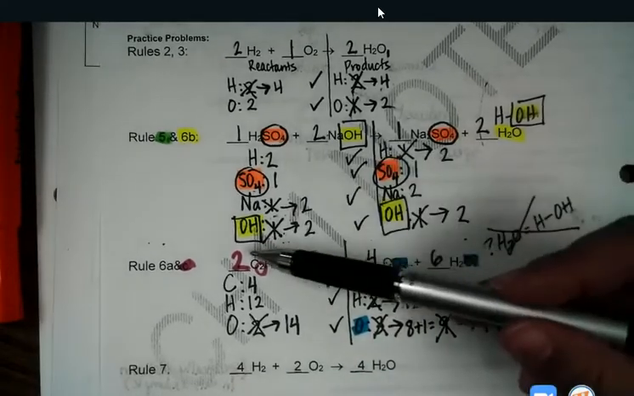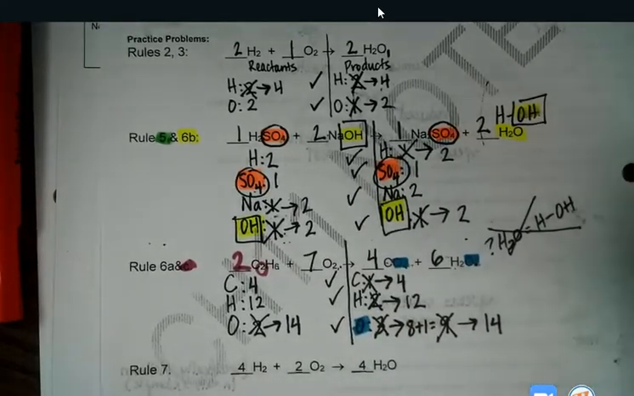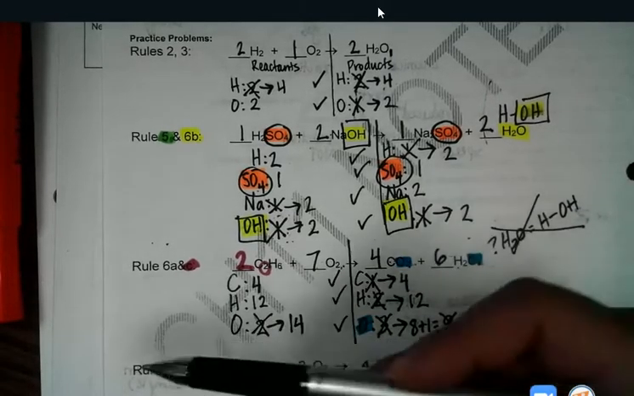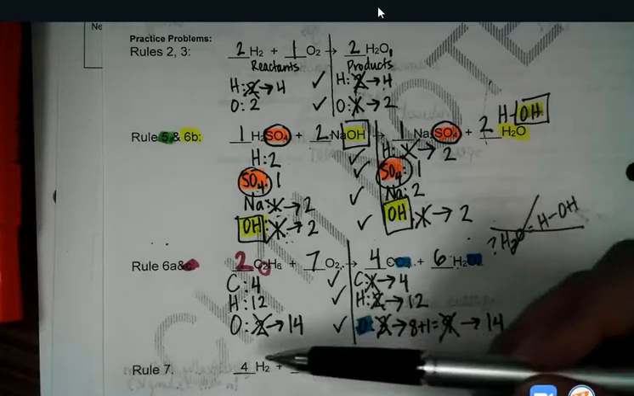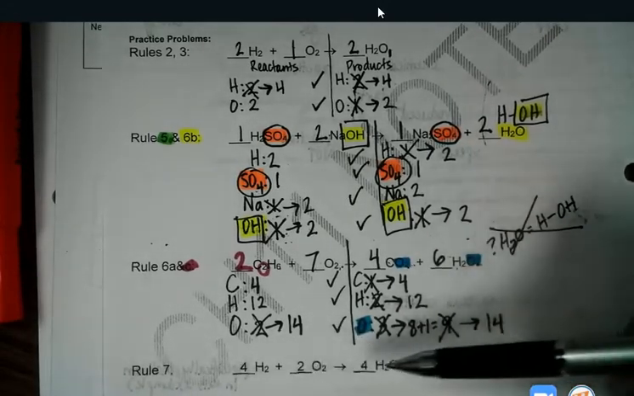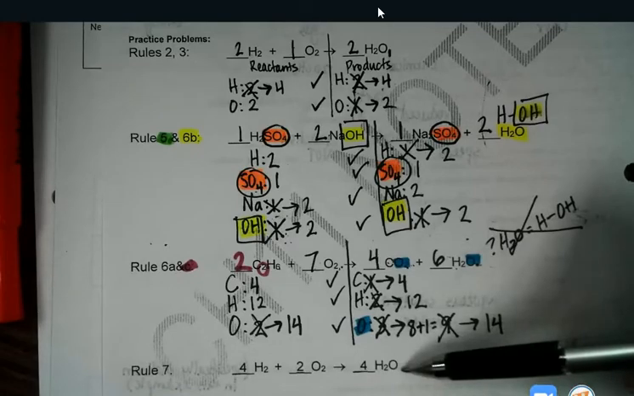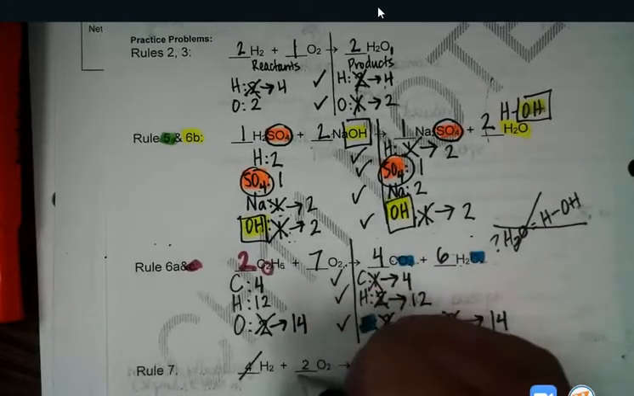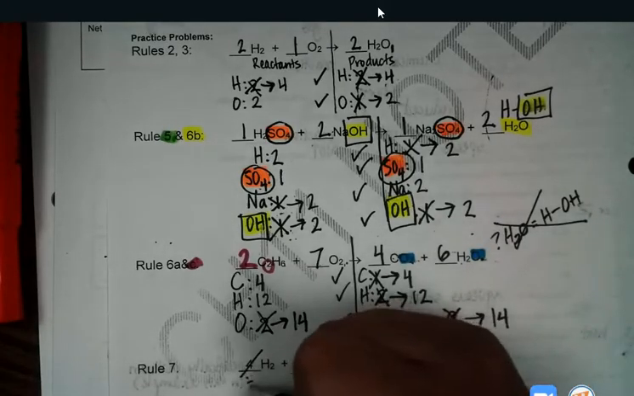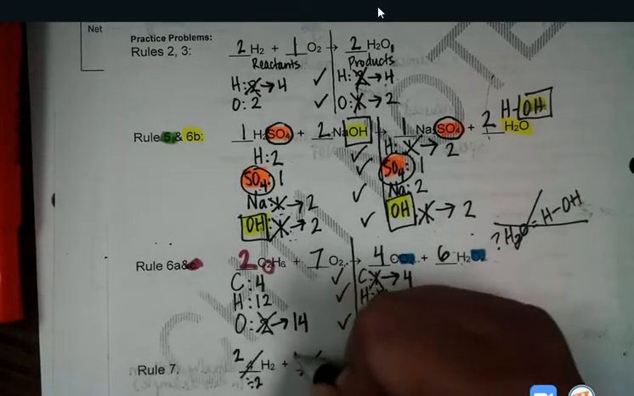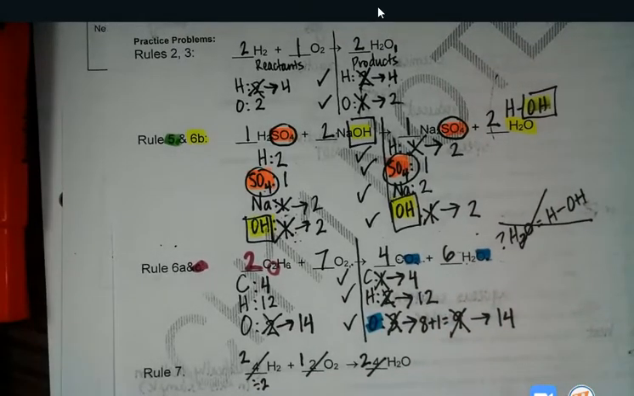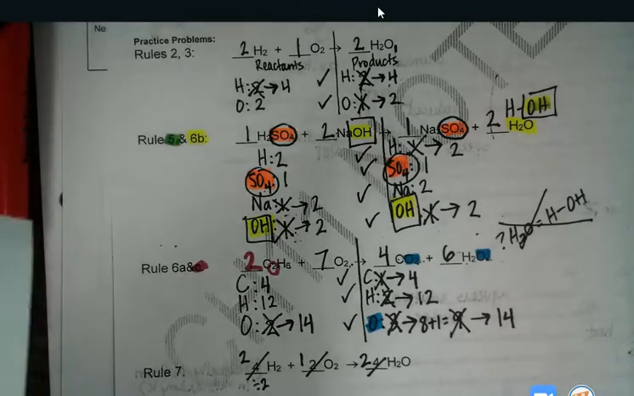Last thing I check, are these in lowest terms? 2, 7, 4, 6. Yes, I can't divide those numbers and get a smaller whole number. Rule 7, I cannot stress enough, right? You have to make sure that they're in lowest terms. So what if I got 4, 2, 4? Those are all divisible by 2. So I'd have to take the time to simplify that. I can divide all these by 2. So it'd be 2, 1, 2 for the coefficients. All right? So this completes the actual notes for today.